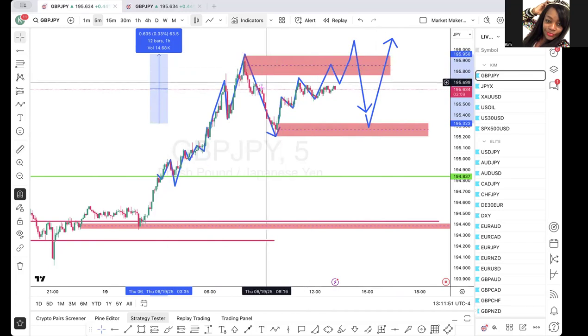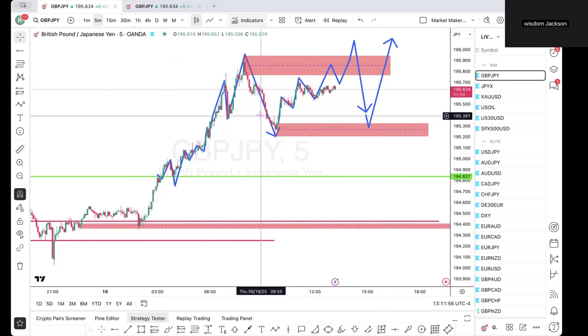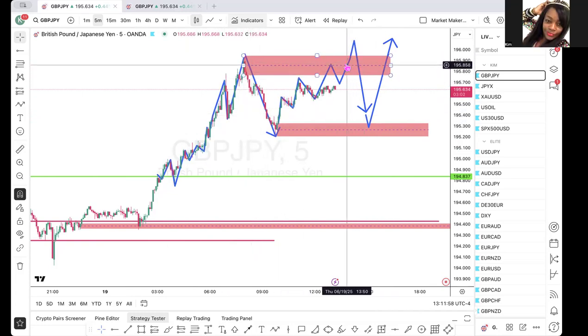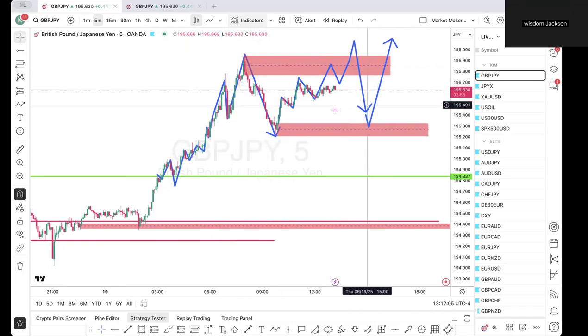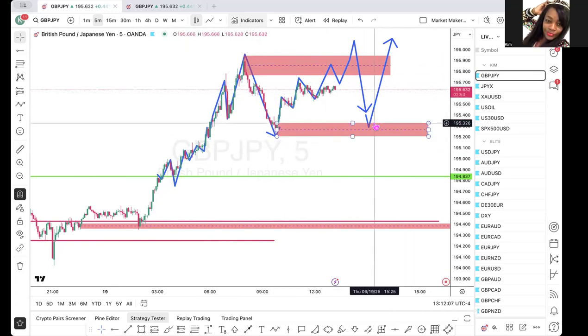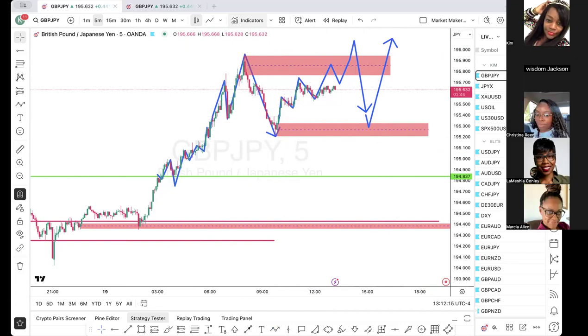60 pips. But once price shifts this structure here, you're looking for price to come here and shift structure back to the downside to sell it back down. But you have to wait for that shift to happen. Makes sense? Everybody okay with that? Yes.